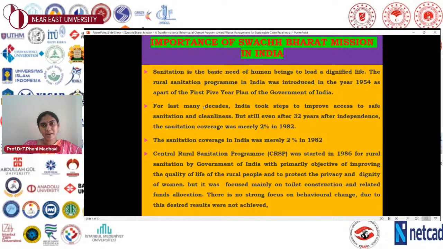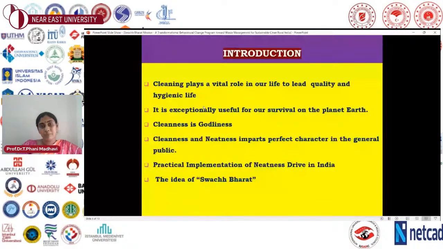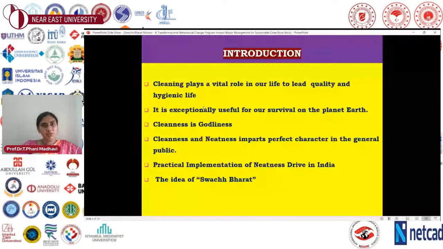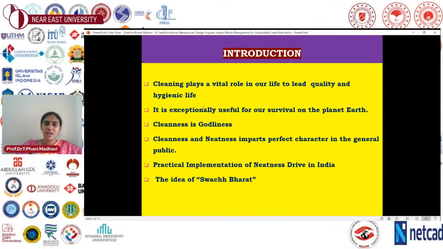Here, one more important point is that Swachh Bharat Abhiyan Gramin works under the Department of Drinking Water and Sanitation, and Swachh Bharat Abhiyan Urban works under the Ministry of Housing and Urban Affairs. So this is the variation between Swachh Bharat Abhiyan Gramin and Swachh Bharat Abhiyan Urban.